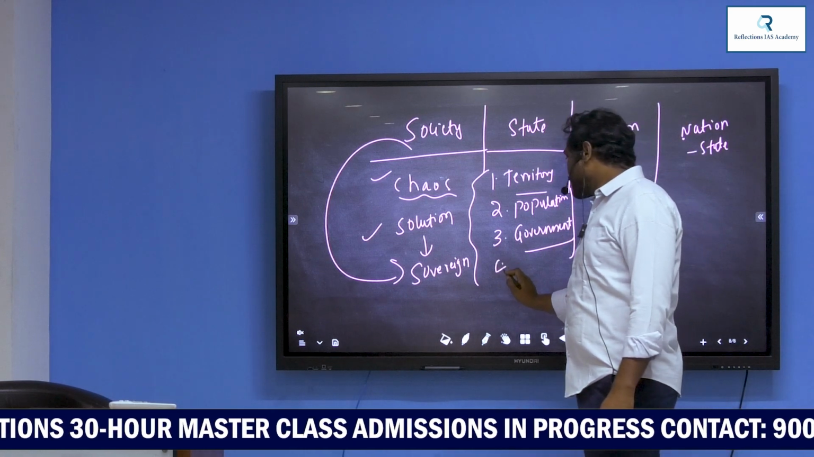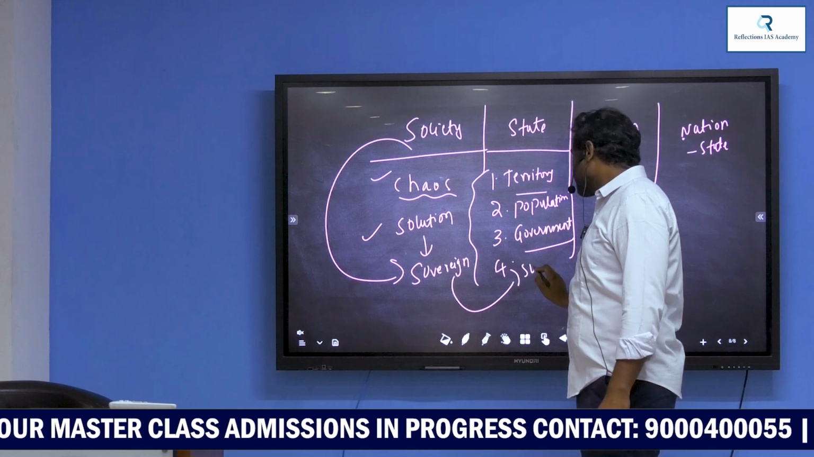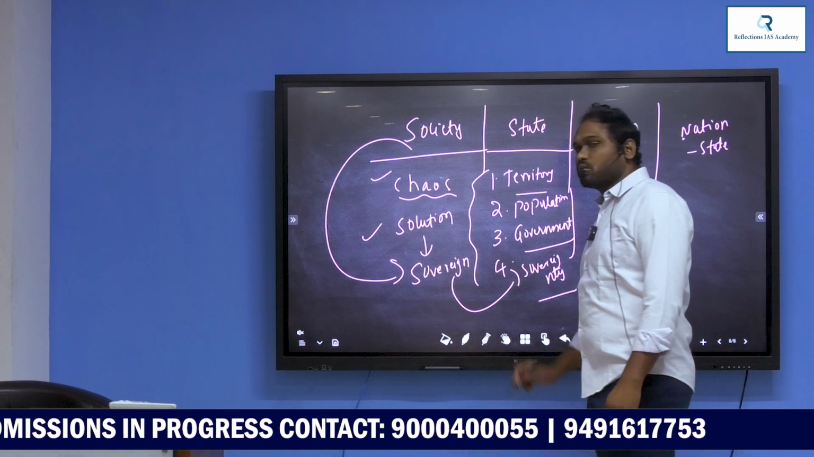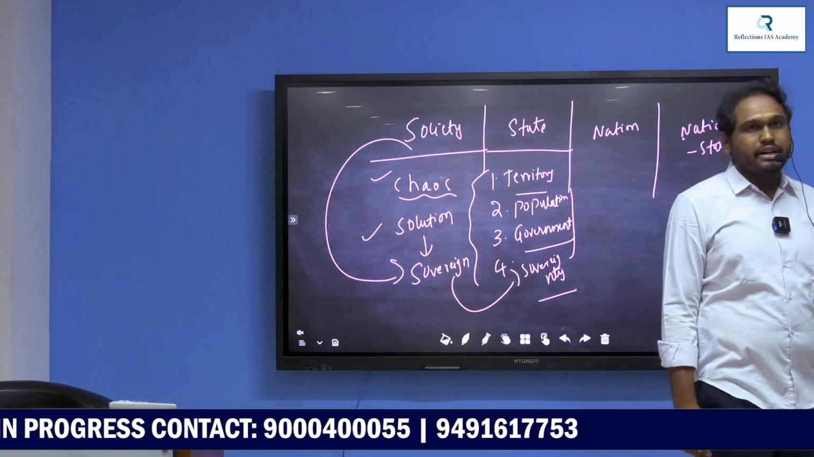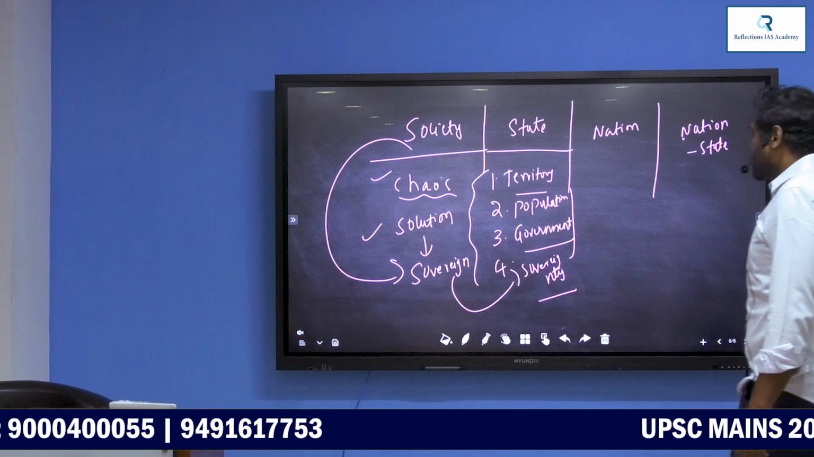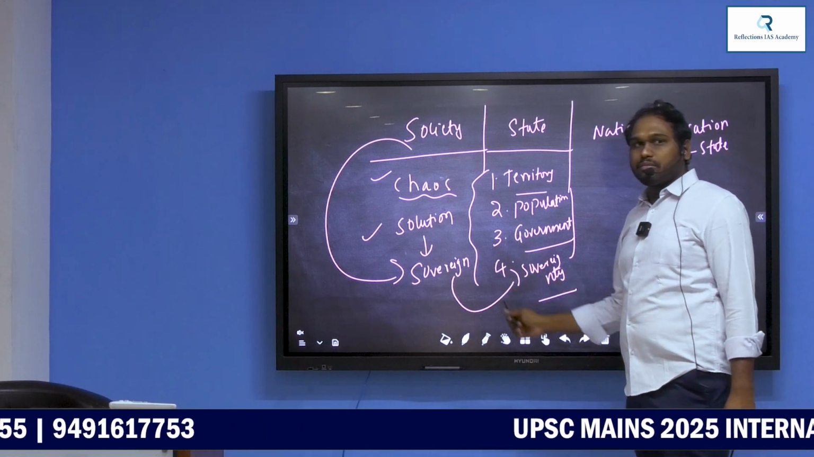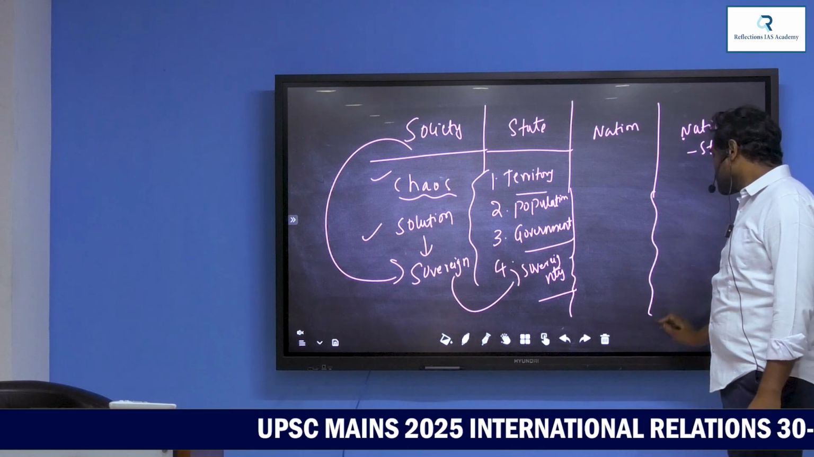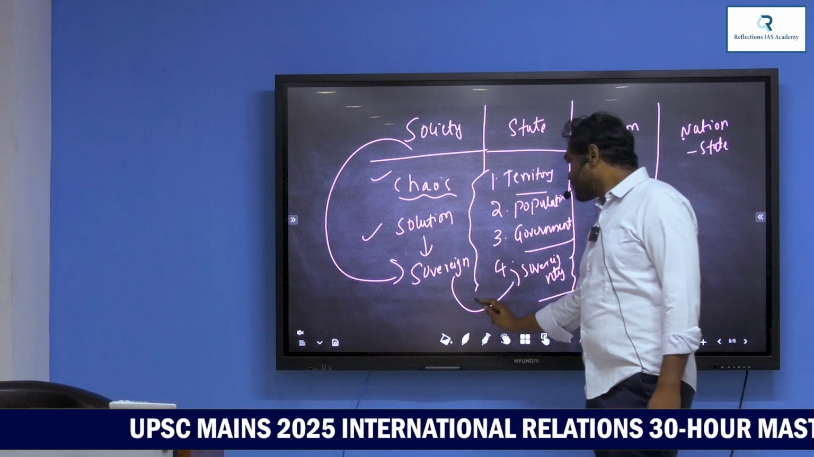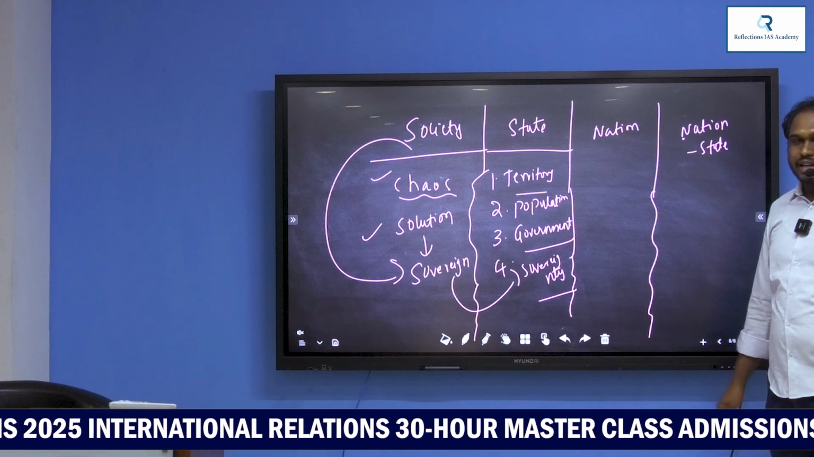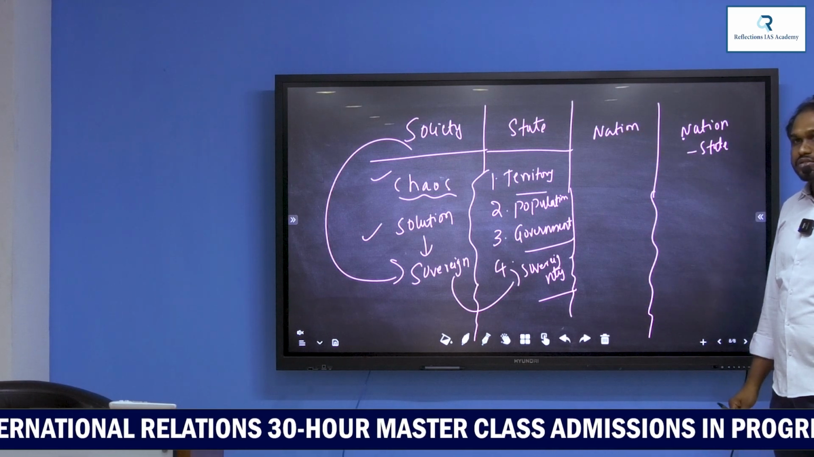In addition, if they are not independent, it means there is another important factor which allows the sovereign to exercise his rule or authority, which is called sovereignty. Okay? So we need to have territory, population, government and sovereignty. Right? So these are the elements of state: territory, population, government and sovereignty.